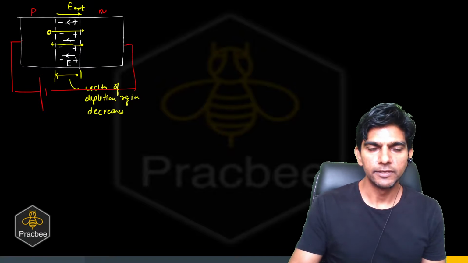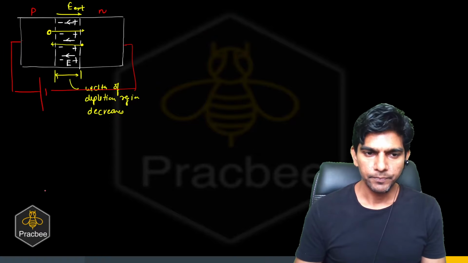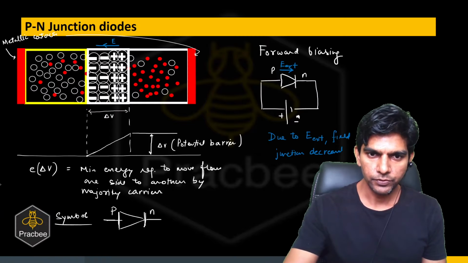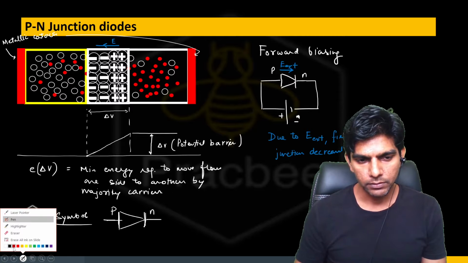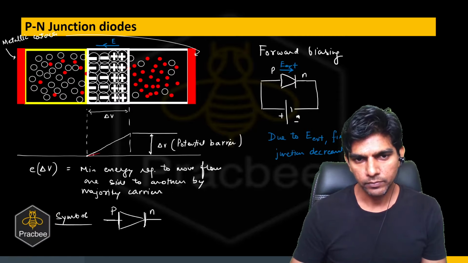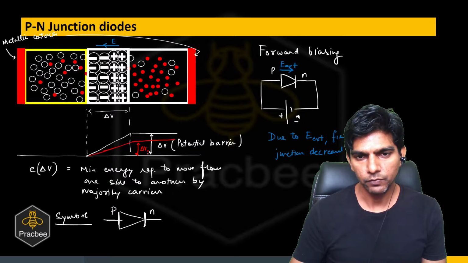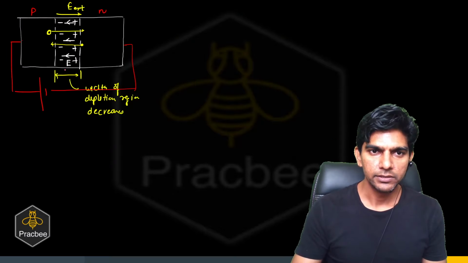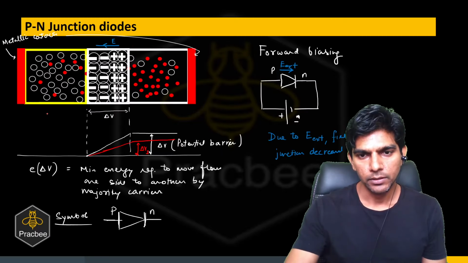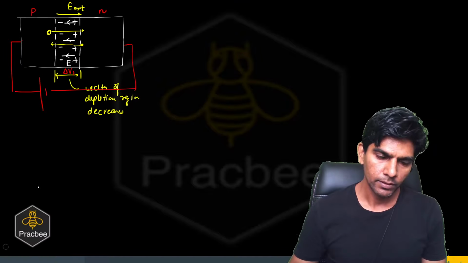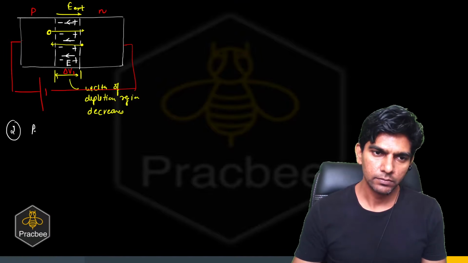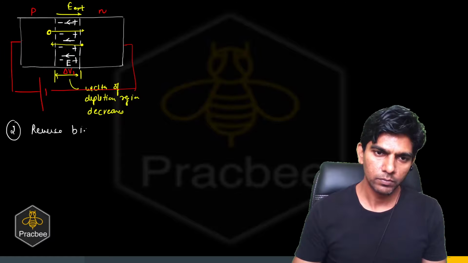And this is P and this is N. So what we can say, if we show the same on the same graph, if I show the graph for forward biasing, let us say this is delta V1. Now there is another type of biasing which is known as reverse biasing.